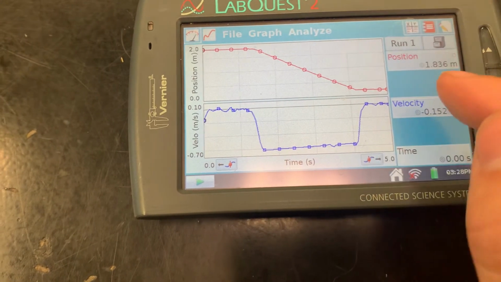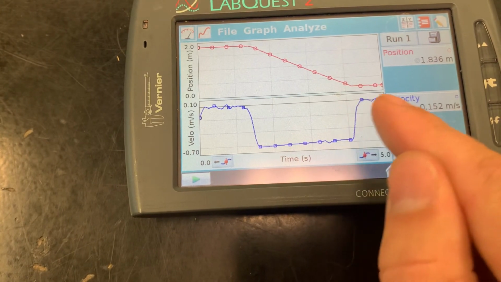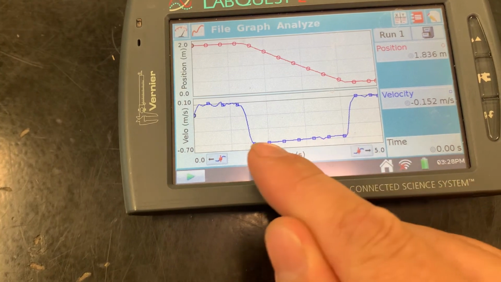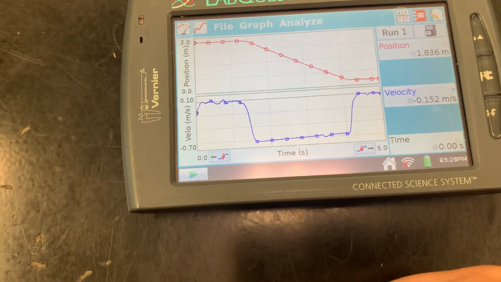And then right here, that's just, again, it hit the end and it was still collecting data. So really that's not showing anything. The important part is the negative velocity right here, that's where it's moving back toward the reference point at a fairly constant speed.